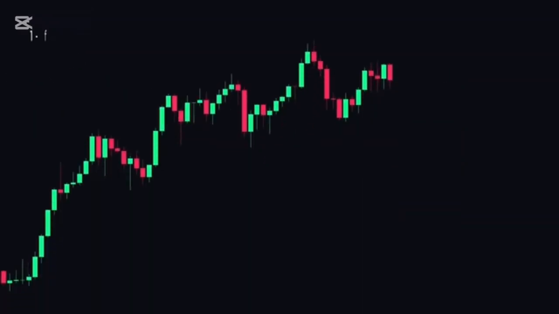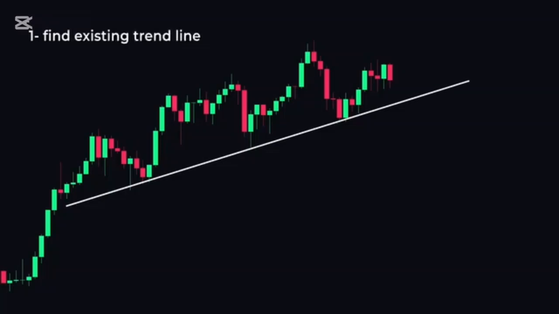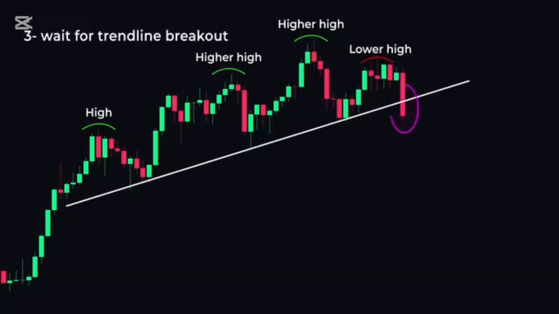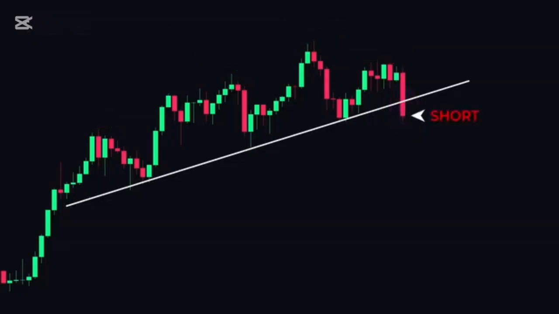Again, the first step is finding an established trend line. In this case, it's an uptrend, meaning we're looking for a trend change to a downtrend. Next, we identify momentum loss by looking at the market structure. And here we can see that price shifted from making higher highs to lower highs, signaling that this existing uptrend is getting weaker. Once this happens, we wait for the price to close well below the trend line, confirming the trend change. And because this is a bearish setup, we take a short position.